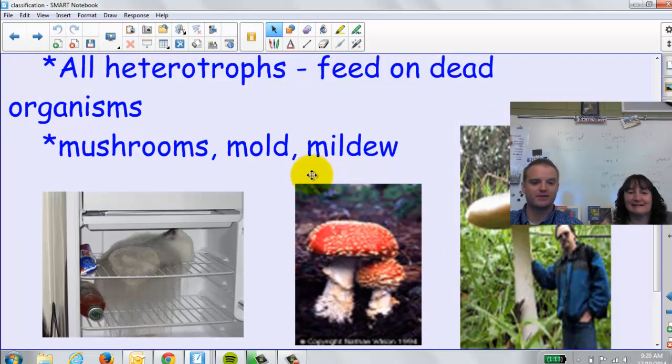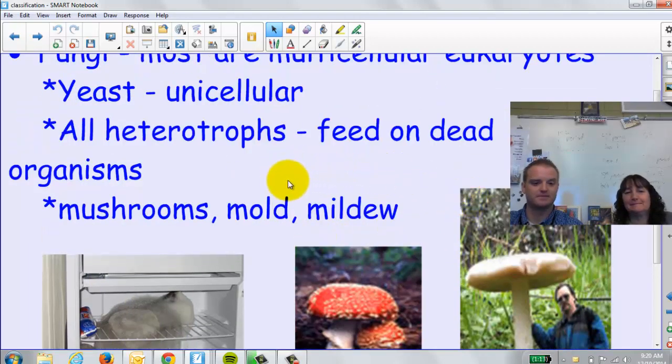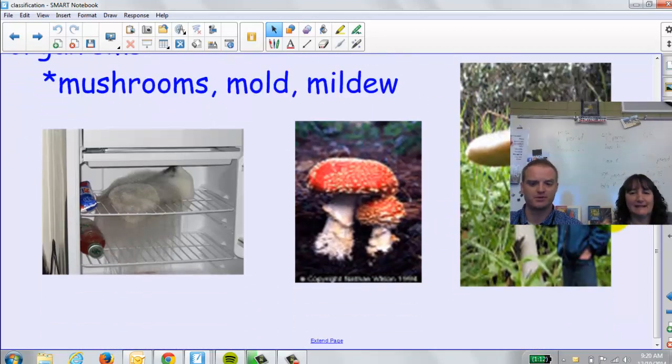The big thing is these guys have to get food. I think of them as the decomposers of the world. Without these guys, we wouldn't have a lot of decomposing and breaking down of dead material for us. They play a vital role in most ecosystems.